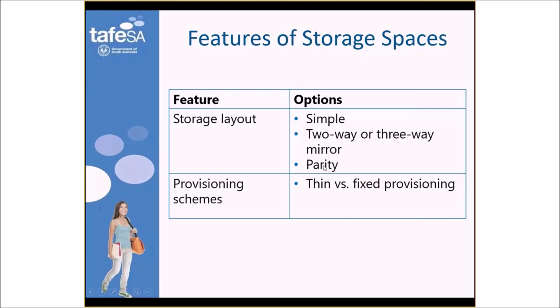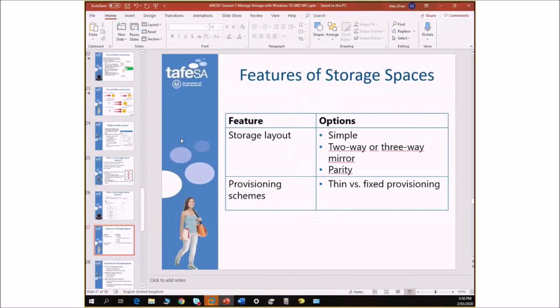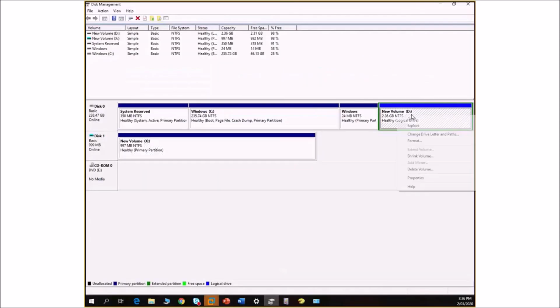There's parity, which is similar to RAID 5. We'll talk more about RAID 5. RAID 5, as far as the disk manager goes, is only a Server 2016 or server thing. On Windows 10, you can't create a RAID 5 volume, even though it's sitting right there. It's grayed out. So I know we can't create it anyway, but let's delete this.